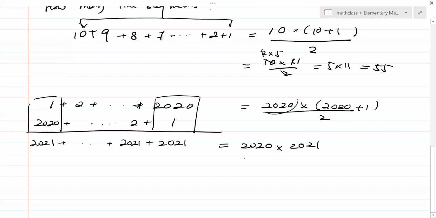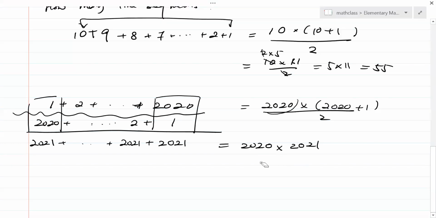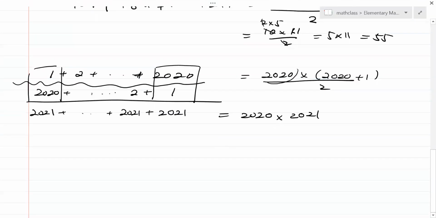But if we just want to find the sum of the first row, you have to divide by 2. That is the reason you get divide by 2. Sorry. So here you don't divide by 2. But if you just want to find the sum of the numbers in the first row, you divide by 2. This works for all arithmetic sequences, even ones that do not begin with 1.